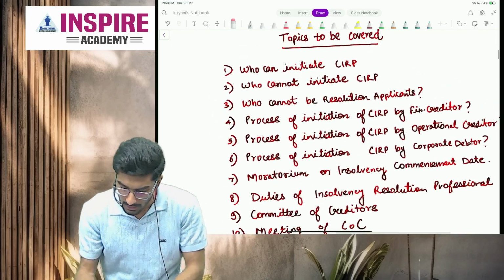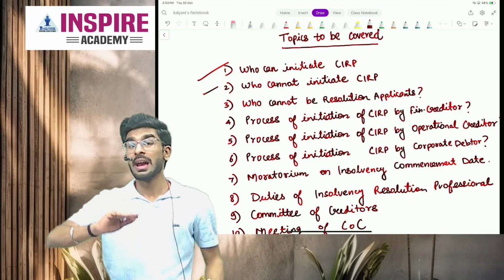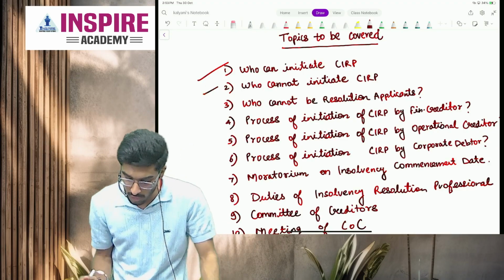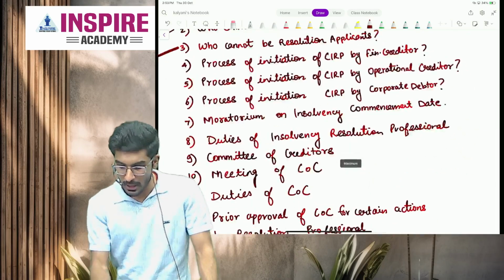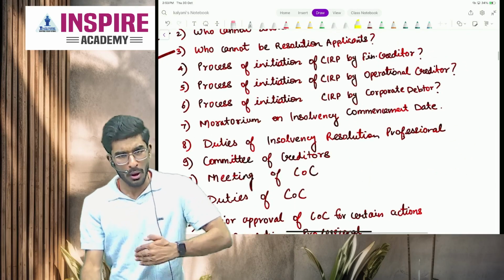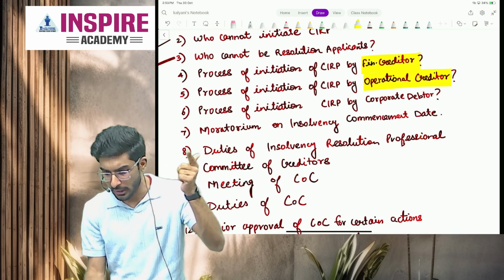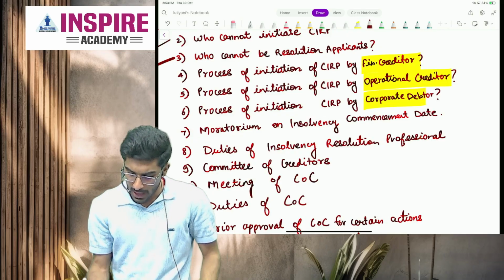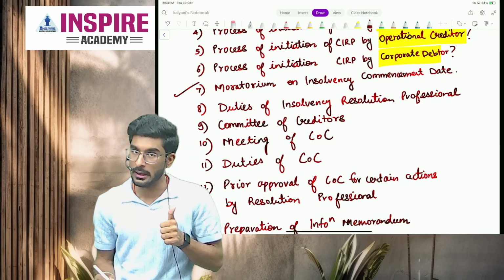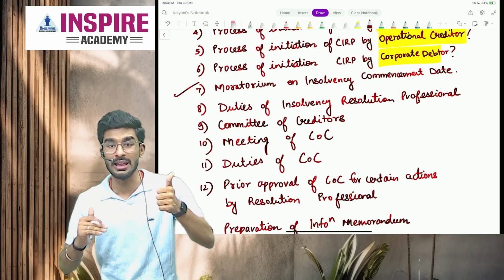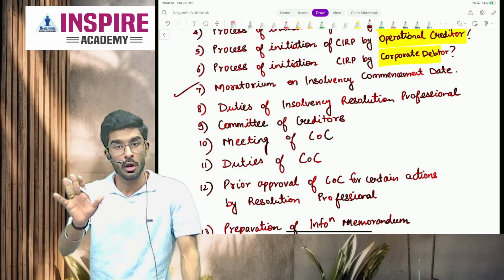And then, we had completed which topics? Quickly tell me. Number one is who can initiate CIRP? We understood. Number two, who cannot initiate CIRP? Also we understood. Then, who cannot be resolution applicants? Also we understood. Then we understood the process of initiation of CIRP by financial creditors, operational creditors, corporate creditor. And then we understood the concept of moratorium period. Yes or no? A legal freeze against cases that can be filed against the corporate. No one can file a case against the corporate debtor.